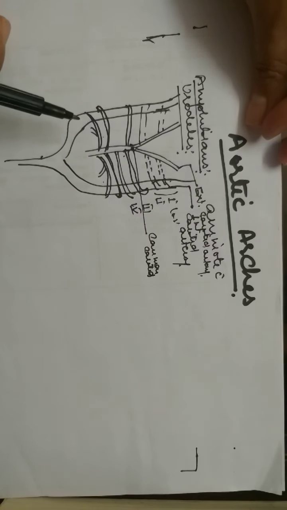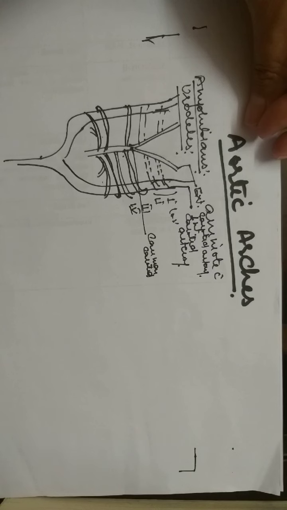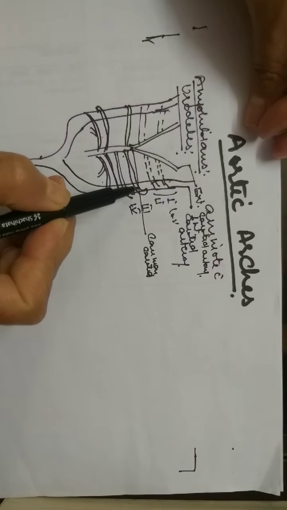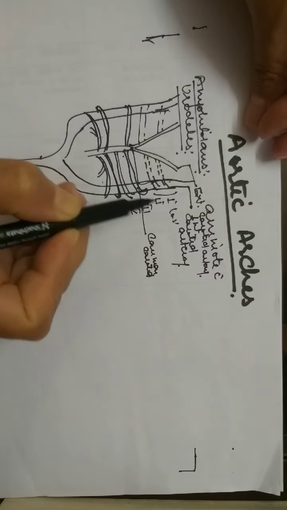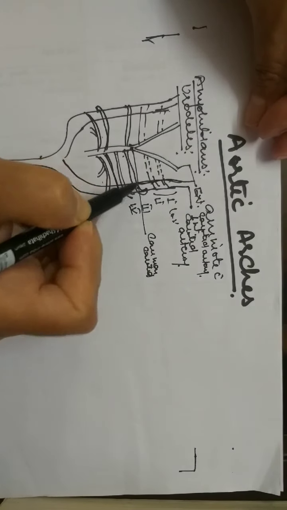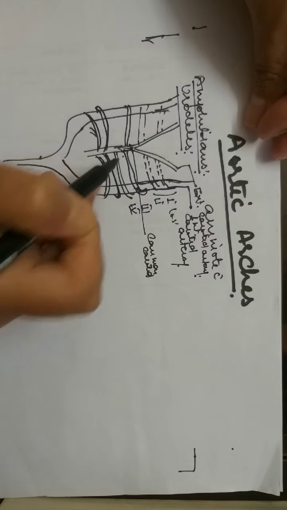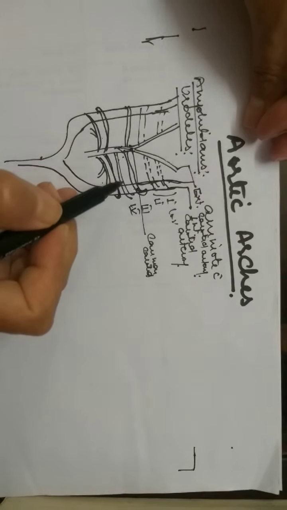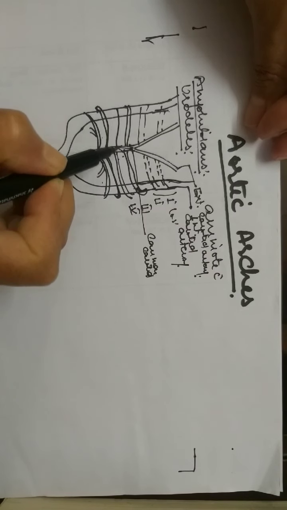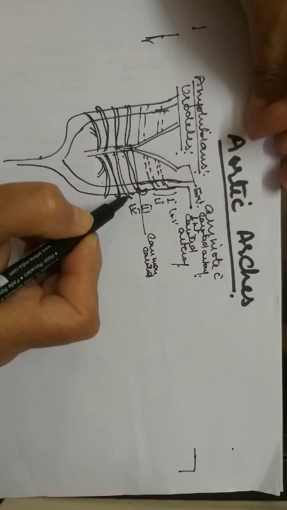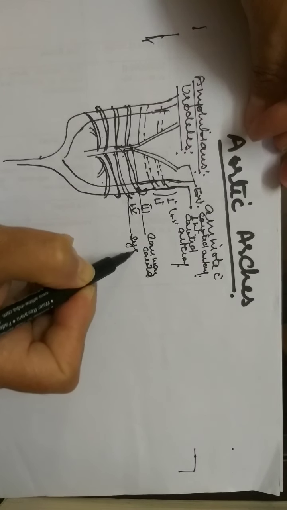And now what happens to the rest? The fourth pair of aortic arches changes into systemic arches. This is the third pair. The third pair becomes the internal carotid artery along with the radices. Now we are talking about the fourth arch. The fourth arch changes into the systemic arch.